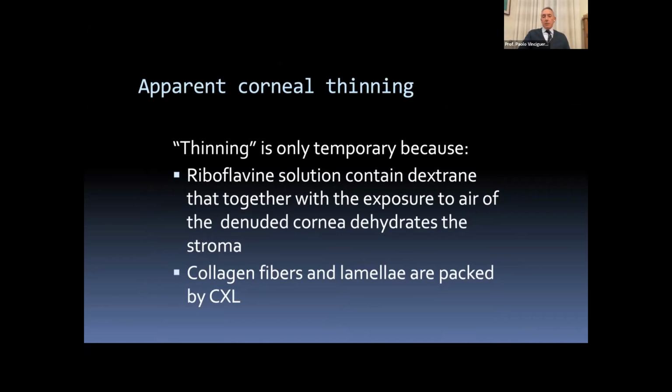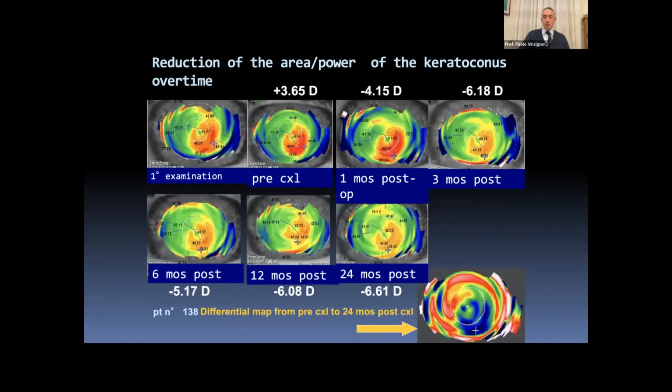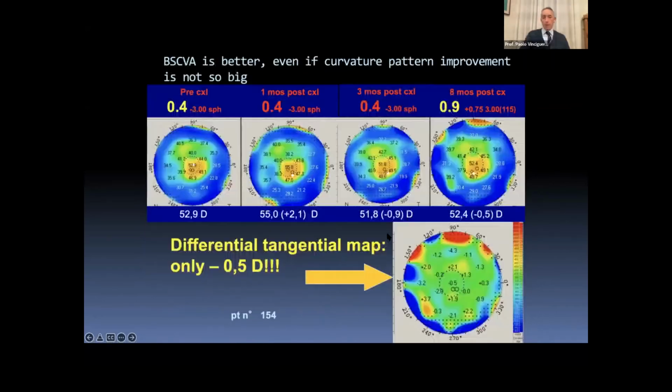The thinning after the surgery is only temporary, because riboflavin contains the stroma, the collagen fibers and lamellar packets, and because the epithelium takes time to do this. So you should wait for weeks. And remember, that is the figure. You start with this keratoconus, and over time you have a constant flattening and a huge improvement that is concentrated in the area where it is steeper. It's not homogeneous flattening. It's concentrated where it is useful.